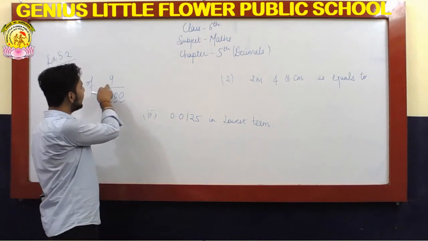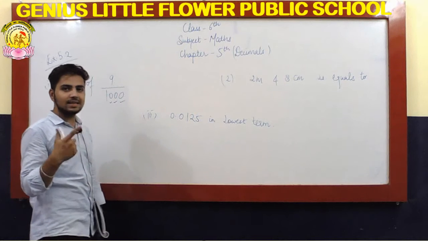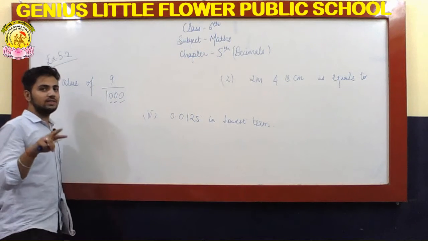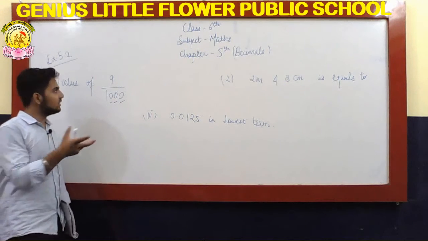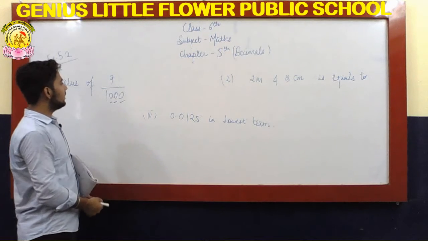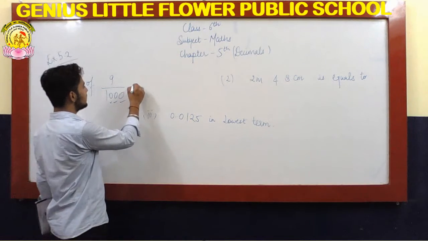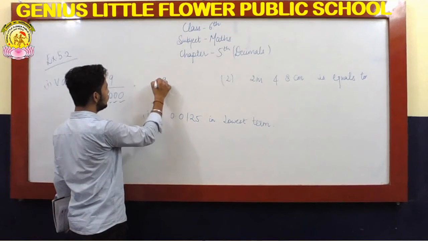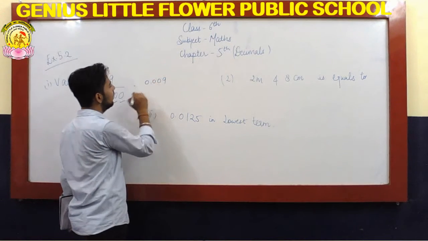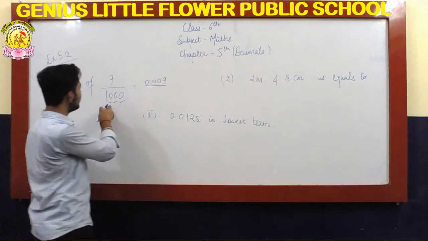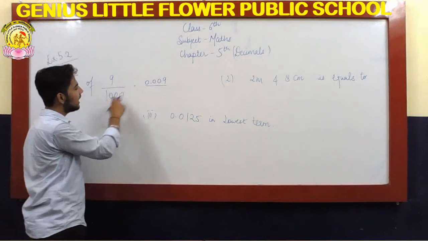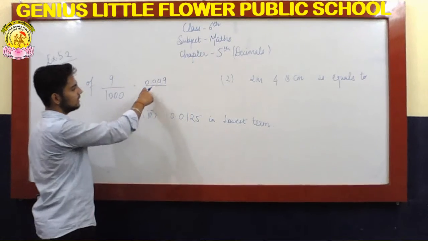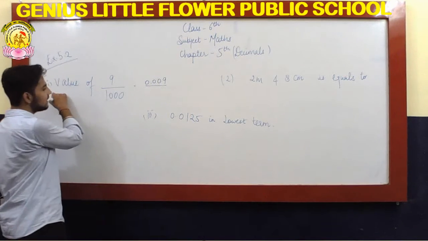Now we are looking at only one digit, 9, but there are no 2 digits more. So what will we place? As we have studied earlier, we have to place 0 at those places. So what is the right answer? It is 0.009. You can see there are 3 digits after the decimal point. So this is our correct answer.